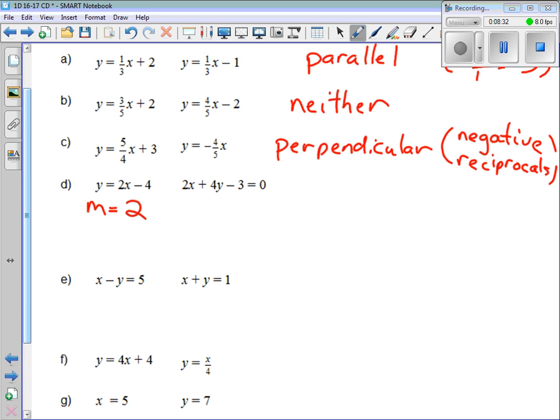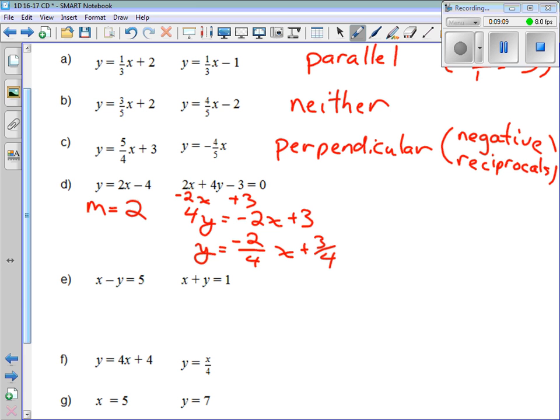I'm going to subtract a 2x there, add a 3 there to get 4y equals negative 2x plus 3. And then I've got to divide everything through by that 4. So y is negative 2 over 4x plus 3 over 4 is my equation in y equals mx plus b form. So anytime you see something in standard form, put it in y equals mx plus b form. Now, what do we think? Parallel, perpendicular, neither? Is there something we should do before we try to answer this? One more step we should do.